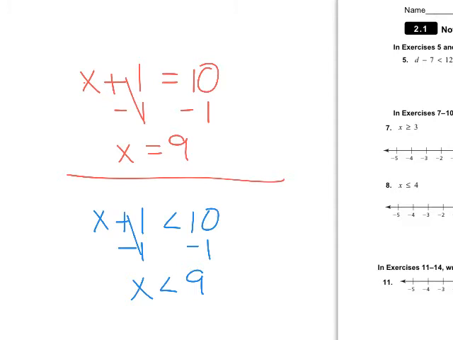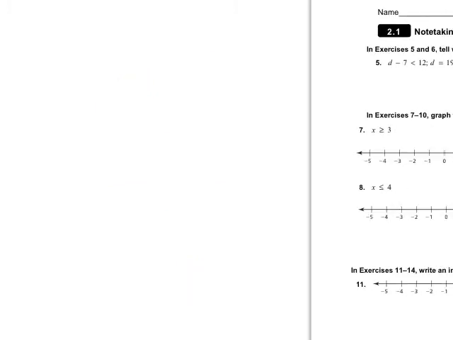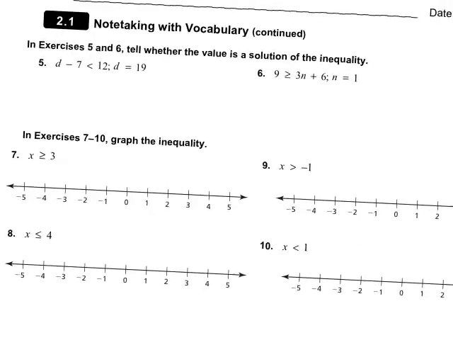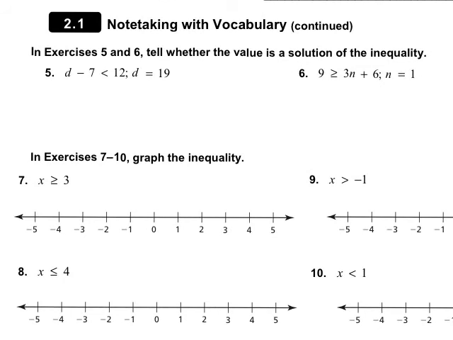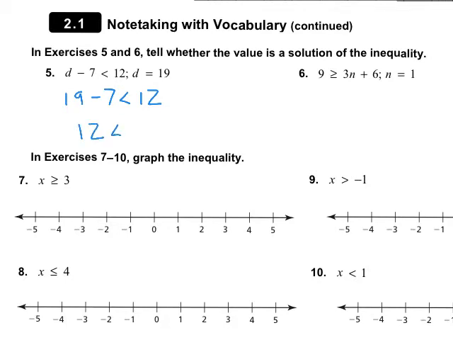Or in problems like 5 or 6, so let me get rid of this stuff. Okay, in problems like 5 and 6 up here, it asks me if 19 is a possible solution to this inequality. So I plug it in just like I normally would, right? So I'm going to plug 19 in for D. So I have 19 minus 7 is less than 12. And I see if that's true. So what's 19 minus 7? 12. Is 12 less than 12? No. Okay. So 19 is not part of that solution set.